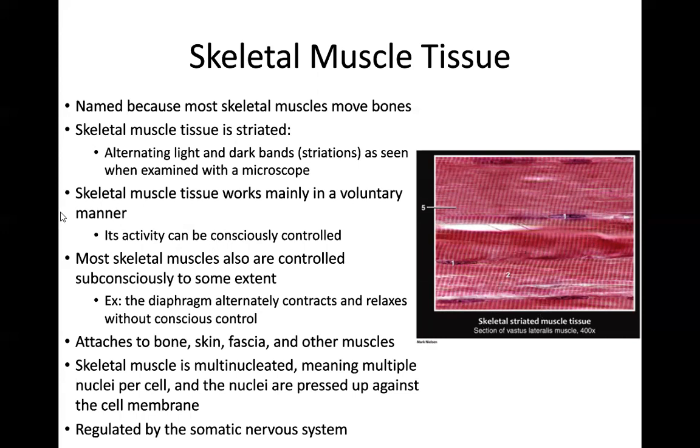We've talked about this before, but skeletal muscle tissue works mainly in a voluntary manner, and that's because it's regulated by that somatic nervous system that we've talked a lot about. Now, some muscle is controlled more subconsciously, like our postural muscles that run up and down our spine and neck. The diaphragm is a great example of one that is predominantly controlled subconsciously, but we can override that action when we want to stop breathing, because that's what your diaphragm is responsible for controlling.